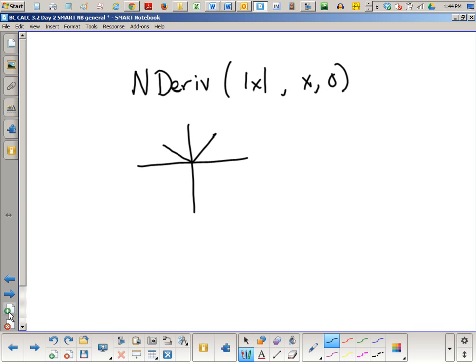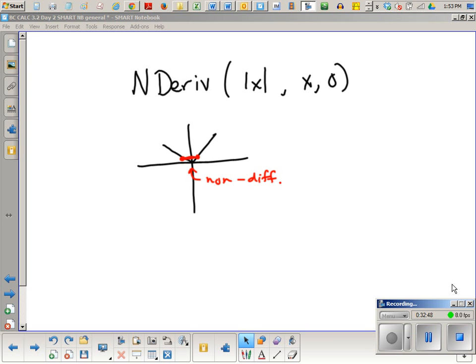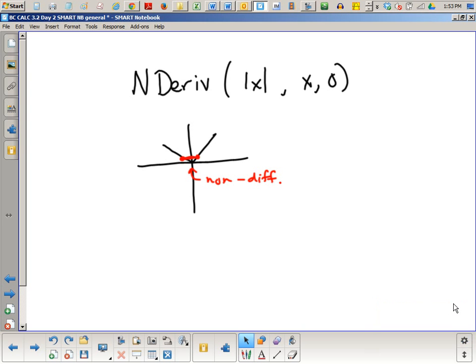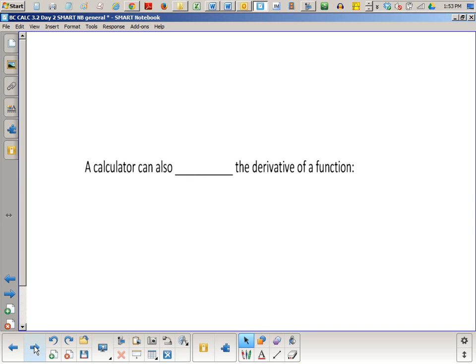What's going to happen? We know it's supposed to come out to no solution, right? But you know what the TI is going to do? The TI is going to pick this point, and it's going to find the slope. It's going to find the slope to be 0. It's not differentiable. See that the graphing calculator will report a slope across a non-differentiable point when it should be stating that it is not differentiable. Okay, so that's kind of a little glitch there, isn't it? So you have to be smarter than your calculator on those ones. Okay, a calculator can also graph the derivative of a function.